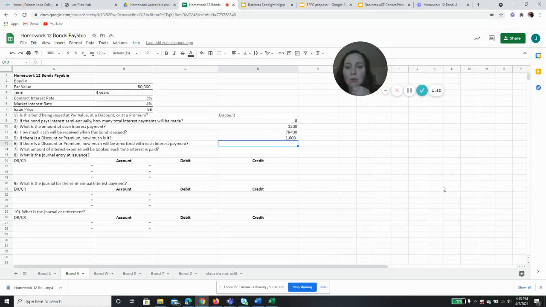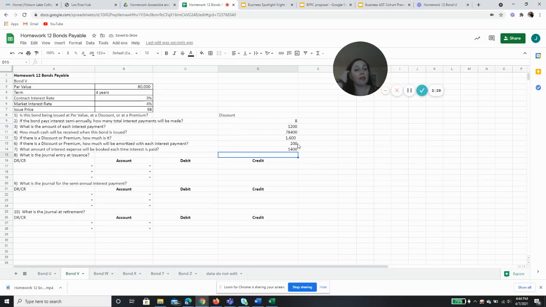How much will be amortized with each interest payment? So we take our total discount of $1,600, divide it by the number of interest payment periods of 8, and we get $200, and that's how much we're going to amortize the discount every time we make an interest payment. Finally, the amount of interest expense booked each time we pay interest. So our interest expense is going to be our interest payment, $1,200, plus discount amortization of $200, or $1,400.